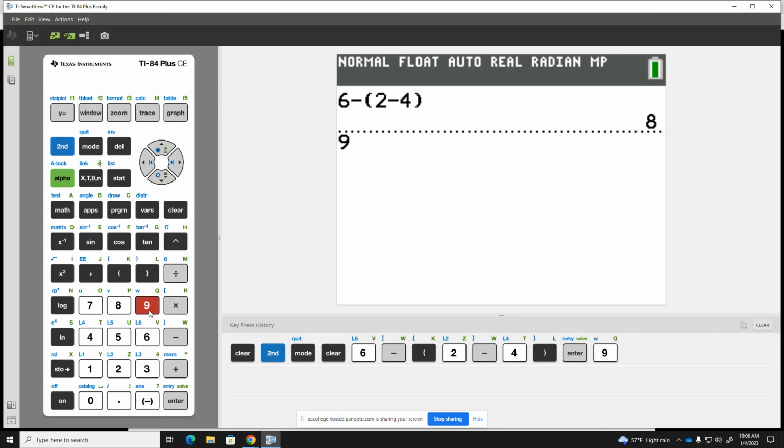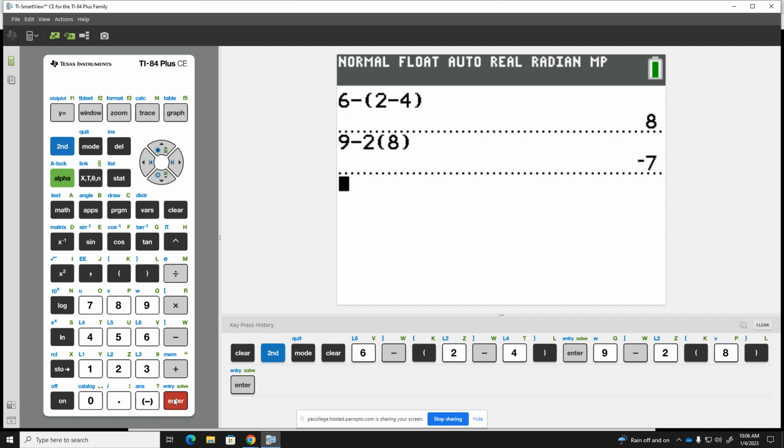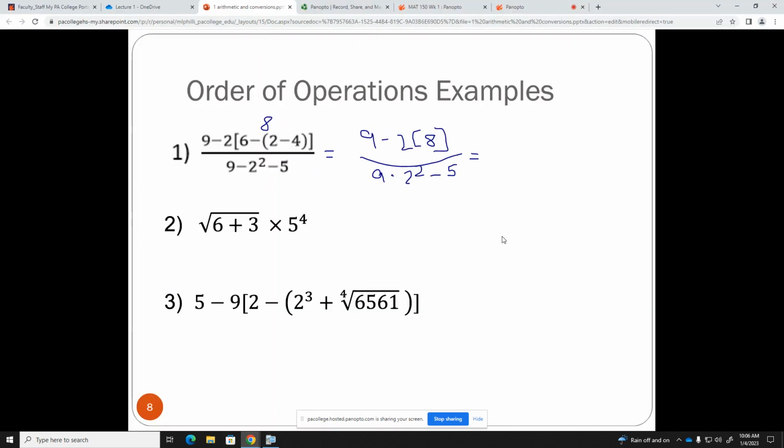So on my calculator, I'm typing 9 minus 2, and you have options here. You can use the parentheses, or you can use a multiplication to symbolize that you're multiplying that times the answer we had in the brackets, which was 8. And so I do all that, and I have as the top of this fraction a -7. So now I have -7 over, and I'm also going to do the denominator, or bottom.